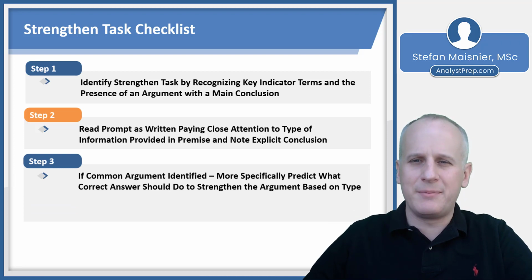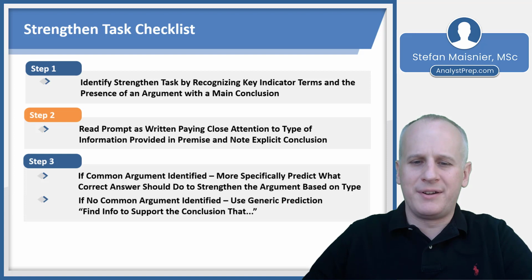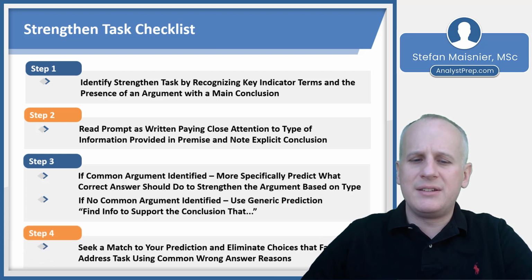If a common argument type is identified, you can more specifically predict what the correct answer should do to strengthen that argument based on type. And if no common argument is identified, you could use the generic prediction of just find information to support the conclusion, whatever the conclusion is. And lastly, you want to seek a match to your prediction proactively. And if that happens, you can go a little bit more quickly through eliminating the choices that fail to address the task using your common wrong answer reasons.